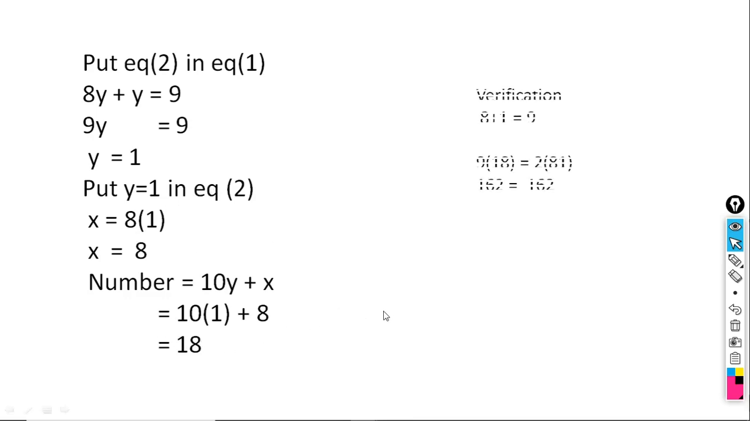We can also verify this result. Verification can be done: you know that the sum of the digits is 9, so 8 plus 1 is 9. And 9 times this number, meaning 9 times 18, is equal to 2 times the number obtained by interchanging the digits. So this 18 becomes 81. You see the left hand side is equal to the right hand side. So this verifies your answer.